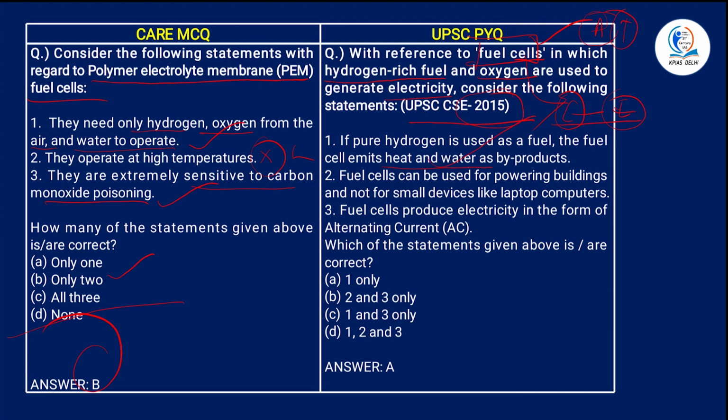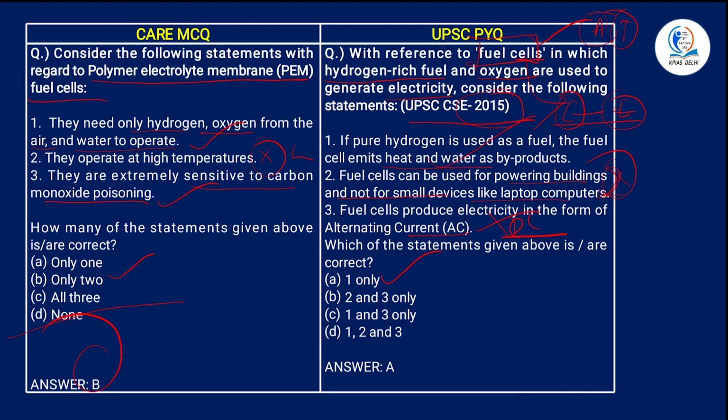So statement 1 is correct. Fuel cell can be used for powering buildings. No, as I told you, for small devices which create less noise. This has to be reversed; if it is interchanged, then this statement would be true. Fuel cells produce electricity in the form of alternating current. No, this is also going to be in the form of direct current. So here only statement 1 is correct.